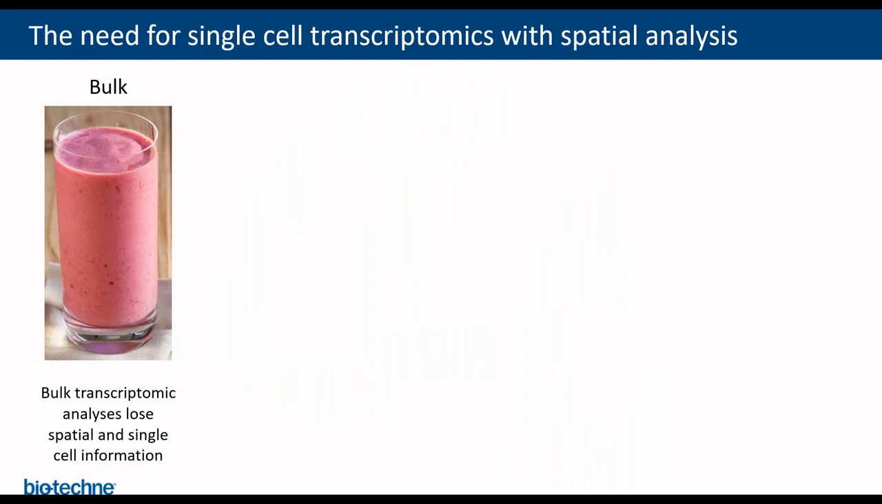So what is RNAscope and how is it relevant to spatial transcriptomics? Traditional transcriptomic analyses have relied on bulk tissue analysis, such as PCR, which provide an average level of gene expression in a sample, but loses the spatial and single cell information. This is akin to a fruit smoothie in which you can only guess at what fruit it contains.